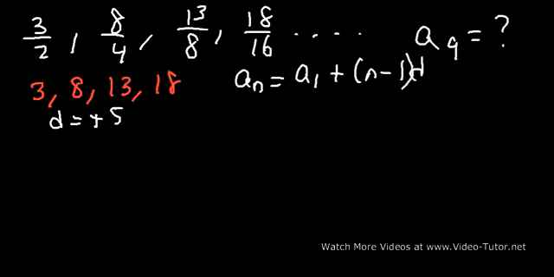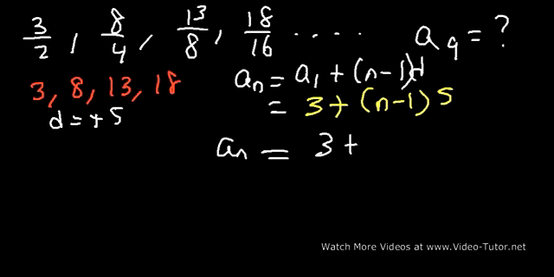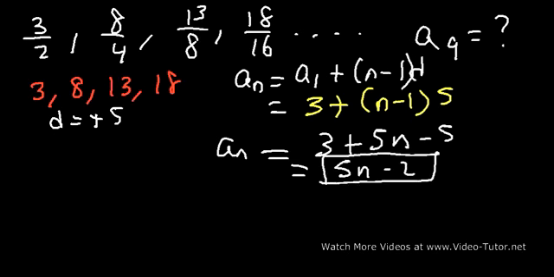that pattern of numbers. So the first term of that sequence is 3, and the common difference is 5. So distribute the 5. So a of n is going to be 3 plus 5n minus 5, which is the same as 5n minus 2. So we're going to save that.